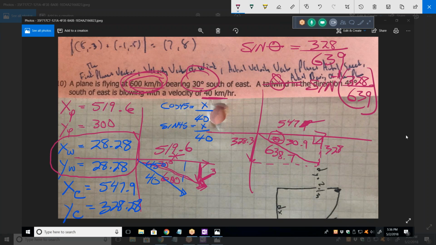Oh, I guess we did do it all then. Well, they gave it to us. They gave us the velocity vector of the wind. They gave us the velocity vector of the plane. Well, I should say the instruments on the plane. In other words, as far as the pilot is concerned, he's going 600 kilometers per hour at a bearing of 30 degrees south of east. That's what his instruments are set on. But his instruments measure his direction with regards to the air.